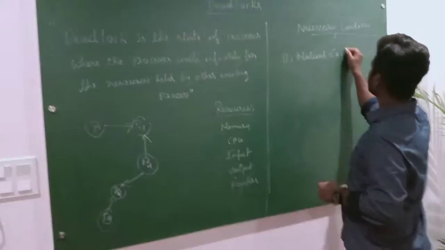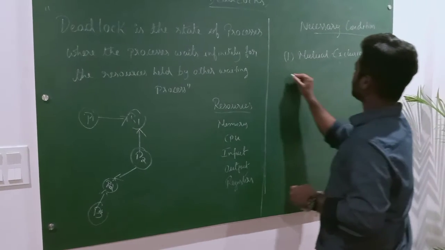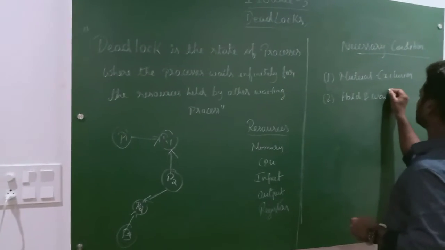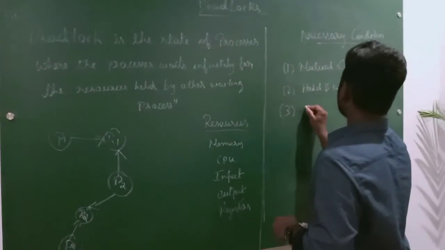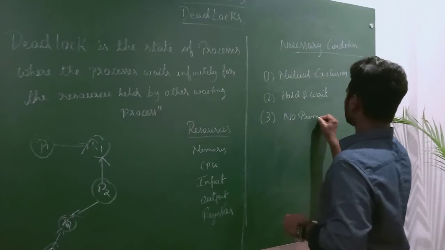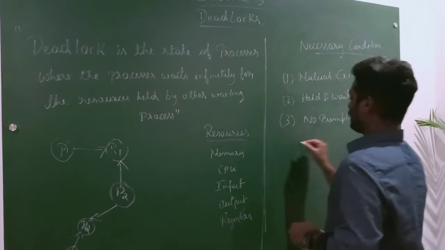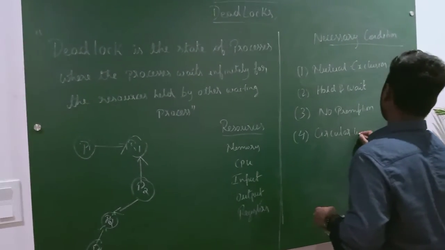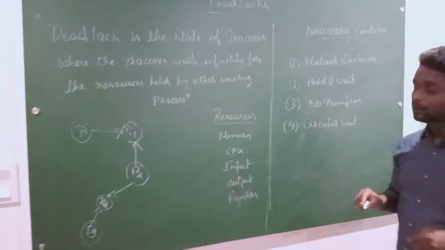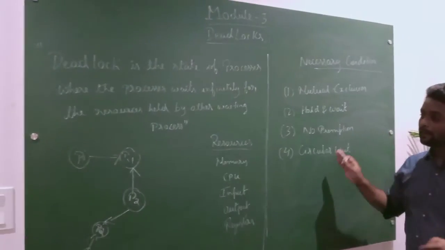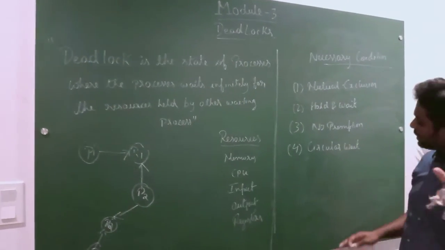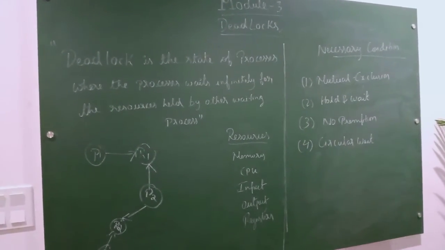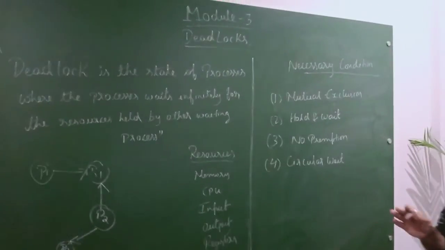mutual exclusion. Second one, hold and wait. Third one, no preemption. And fourth one is circular wait. These are the four necessary conditions that must hold in order for deadlock to occur. If there is a deadlock in a system, all these four conditions have to be satisfied. These are the four necessary conditions where the deadlock can occur.